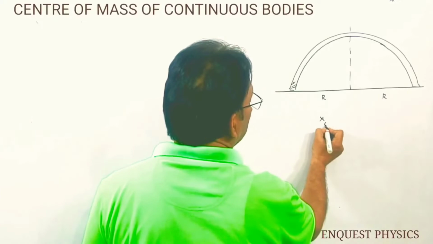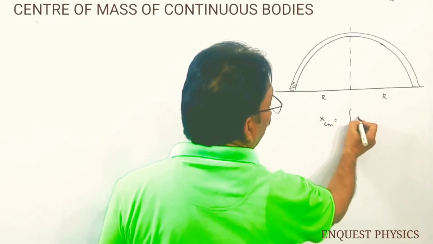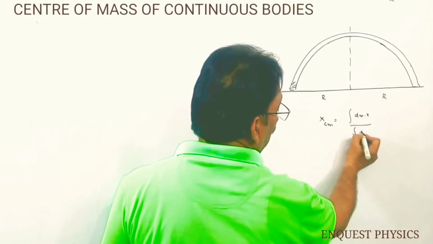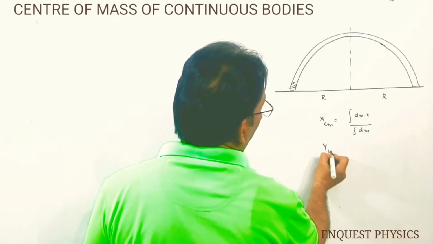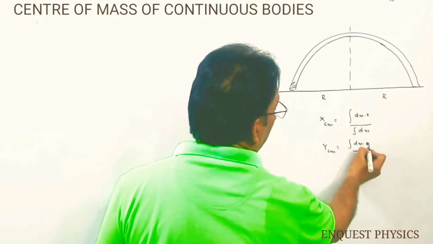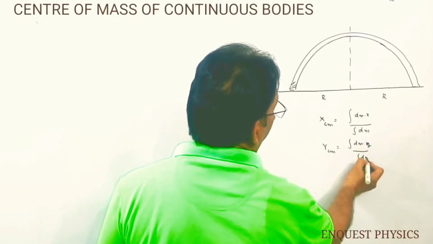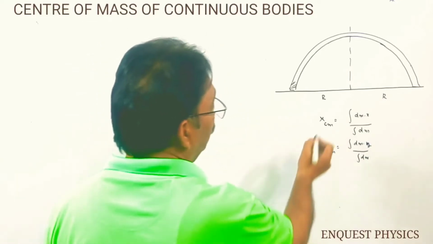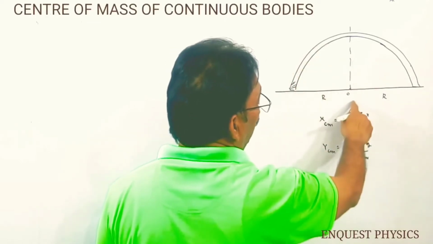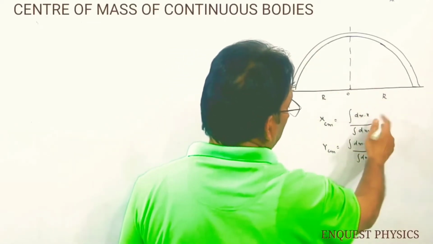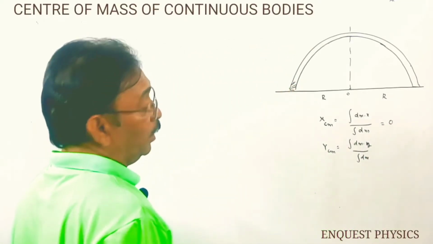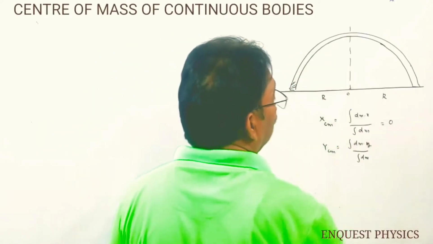Okay, you know that xcm is equal to integration of dm into x by integration of dm, and as well as ycm is equal to integration of dm into y by integration of dm. Okay students, if you watch it carefully, it is the origin. That means the center of mass of the system along the x-axis is along this direction. That's why you can say the coordinate as 0. But what about the center of mass with respect to the y-axis?